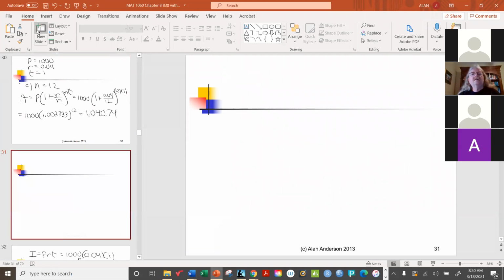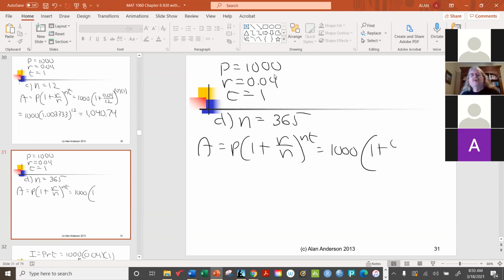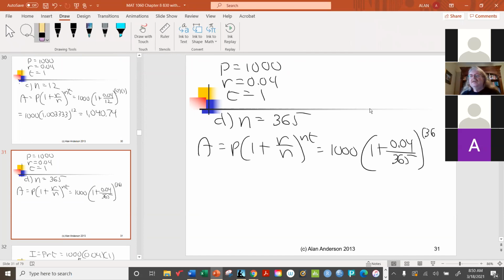Okay. So for this part, again, we have the same constants. 10, 40, 81. Okay. The differences are probably because of rounding, but let's find out. P equals 1000, R equals 0.04, T equals 1, and in this case, part D, N equals 365, and A equals P(1 + R/N)^(NT). 1 plus 0.04 divided by 365, and then the exponent is 365 times 1.